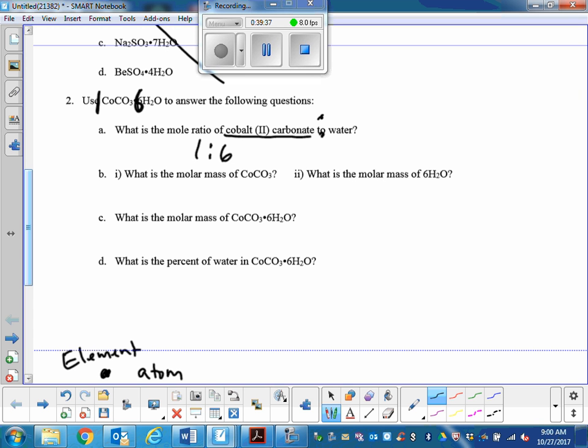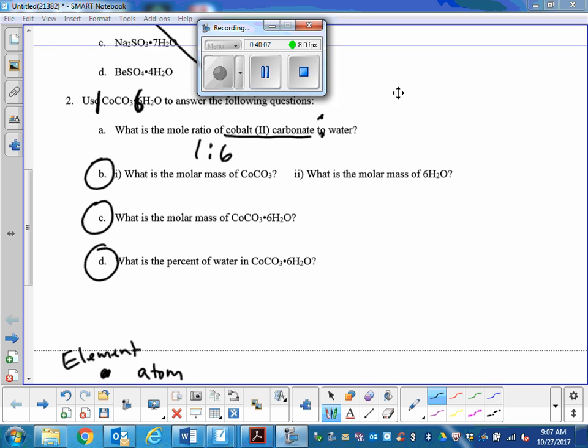Now, we did do these problems when we did percent composition. We did a very similar hydrate problem before. Is that correct? Can you students please complete B, C, and D? Let me give you 3 minutes and then we'll come back.